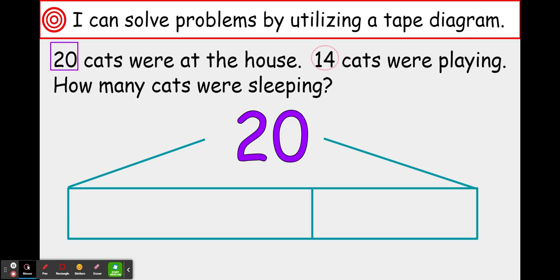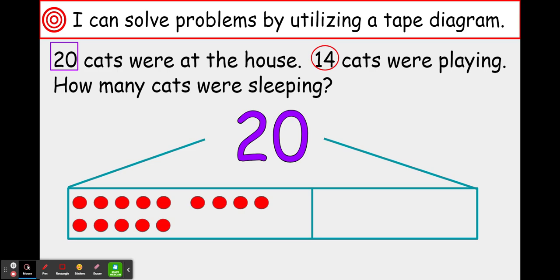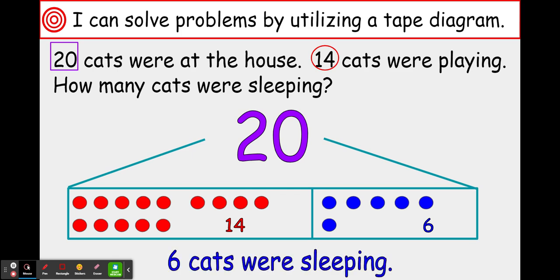14 cats were playing. So we know that 14 were playing. But how many were sleeping? That we need to figure out. So again, I'm going to start at 14 and count up to 20. So 14, 15, 16, 17, 18, 19, 20. So I added 6 more. So 14 cats were at the house playing and 6 cats were sleeping.